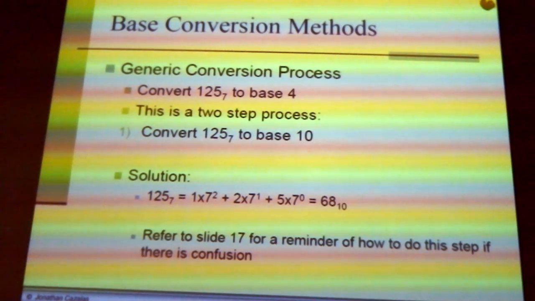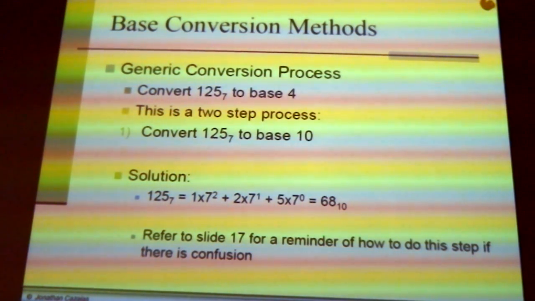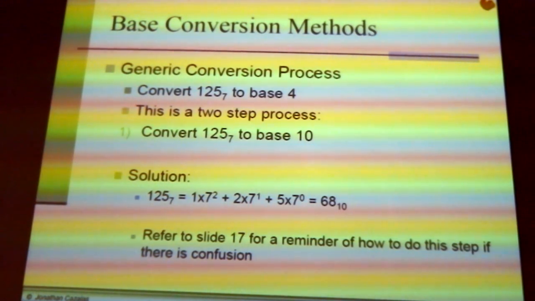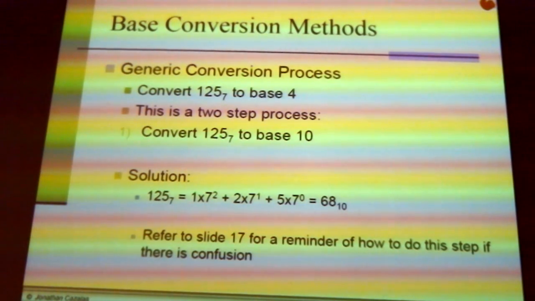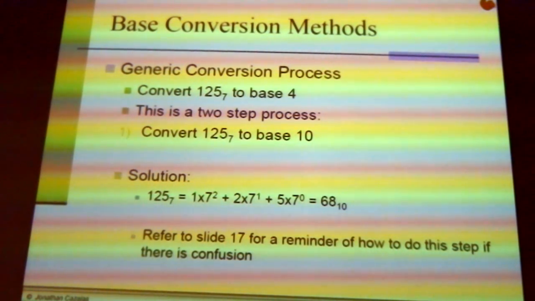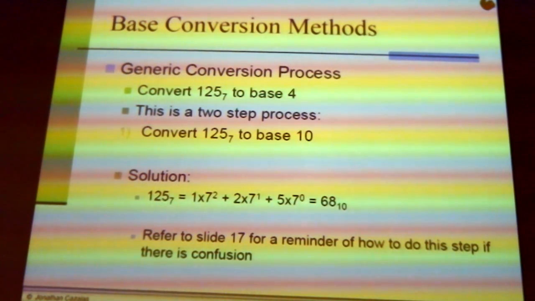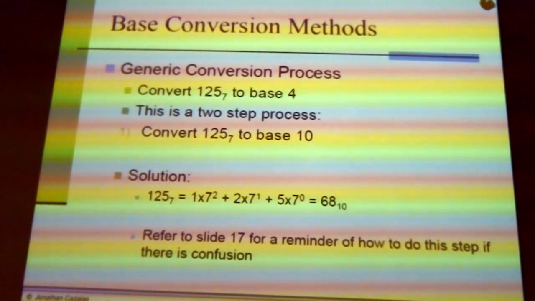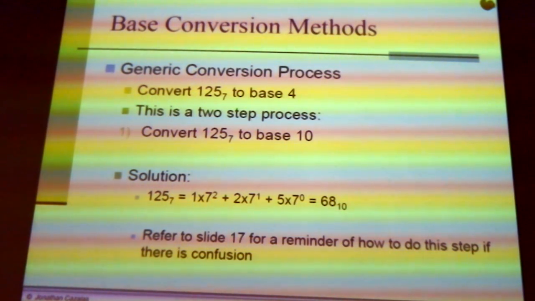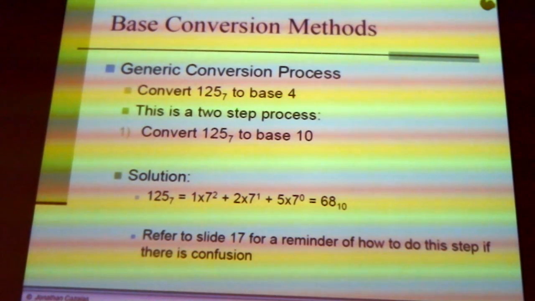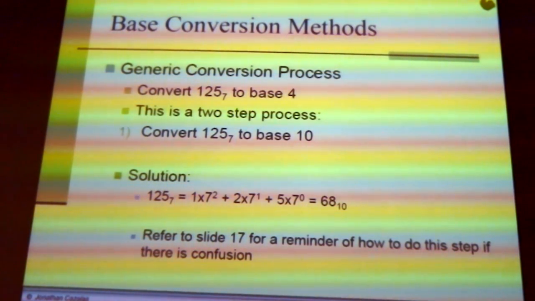So here we're going to say, I want to convert this number 125 base 7 to base 4. So the first step to do is you convert it to base 10. Okay? So I take 125 base 7 and convert it to 10. What you can do here is the substitution: the first position is 7 to the second power, the next position is 7 to the first power, the last position is 7 to the 0 power. And then here, you can see the base 10 value. You just add it together at that point.